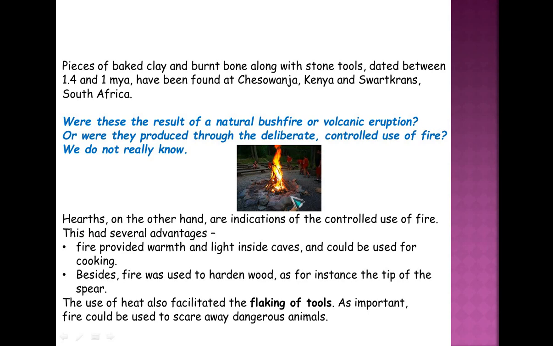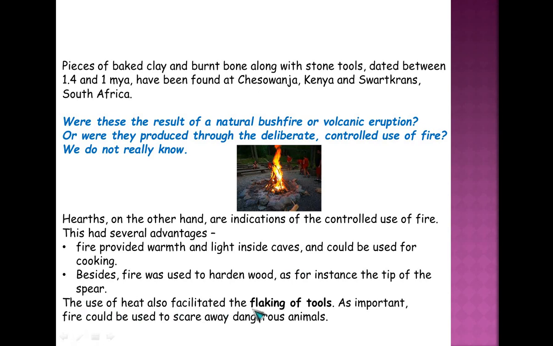Hearths, on the other hand, that is a place where you can produce fire, the remains are indications of the controlled use of fire, and there were a lot of advantages for the early man to use controlled fire. One is it provided warmth and light inside caves, because caves are not very comfortable. It will be extreme, so it will be very, very cold at night, and fire could be used for cooking also. Besides that, it was used to harden wood. It was a part of their work to use fire for different purposes. For instance, the tip of the spear, they used fire to make it hard. And of course, to protect them, because animals would be really scared of the fire.